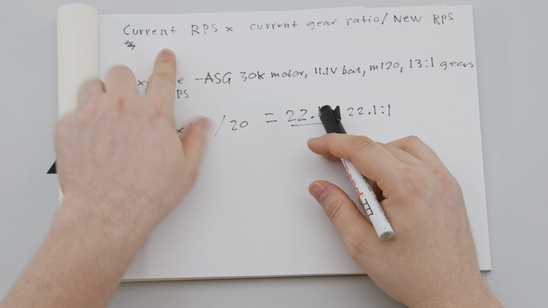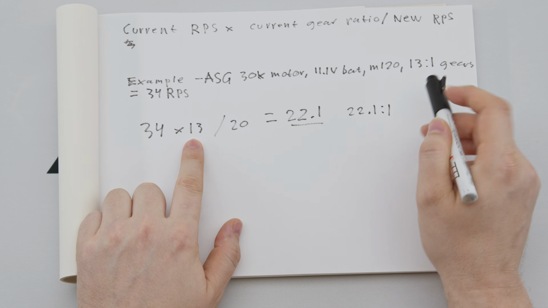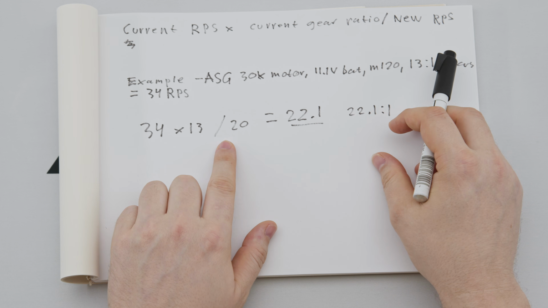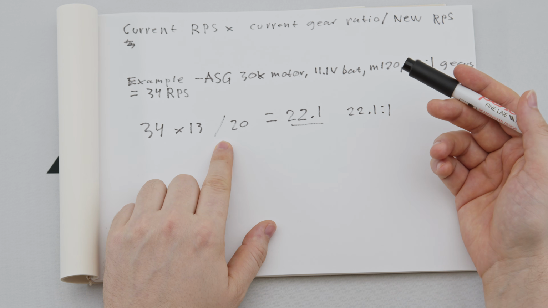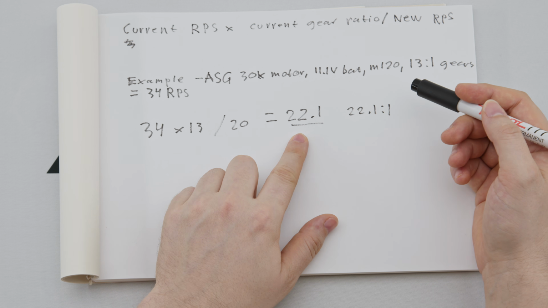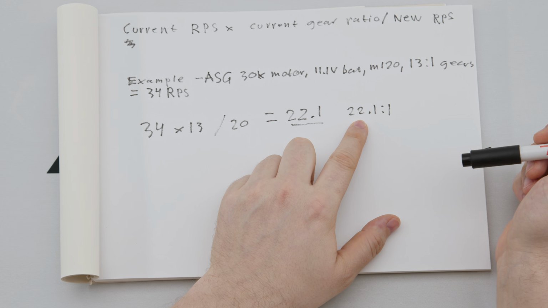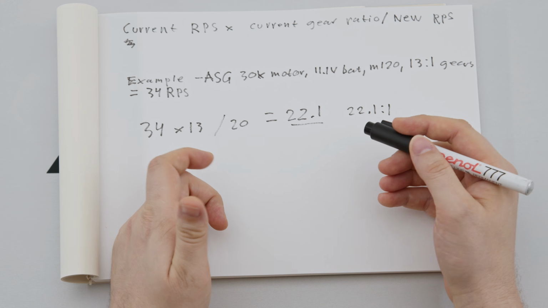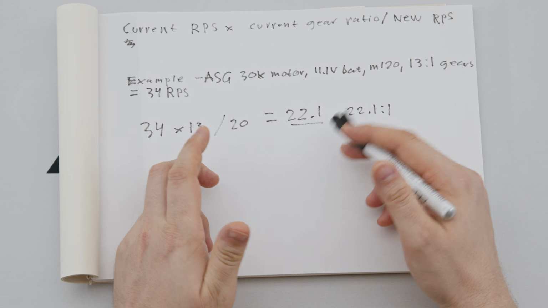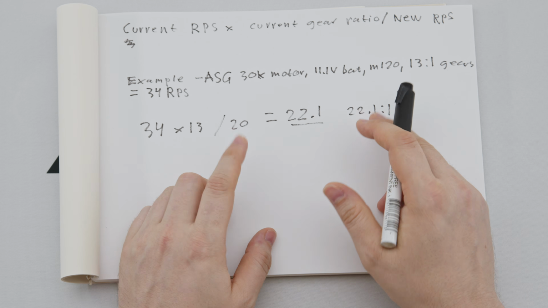So I go current RPS, that's 34, times current gear ratio, that's 13. We don't use the 1, we just use the 13 part, divided by the new rate of fire that I want to achieve, that is 20. This calculation gives a final result of 22.1, which is then a 22.1 to 1 gear ratio. Pretty straightforward stuff. Unfortunately, you can't always find the exact ratio that you want as a product, but it's usually close enough. So armed with this knowledge, you can easily fine-tune the rate of fire of your AEG.